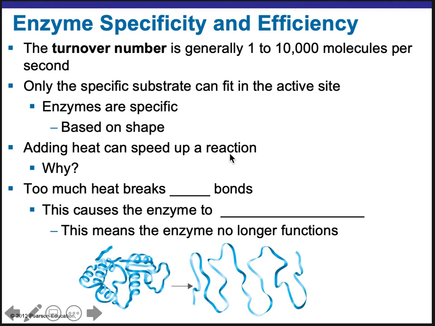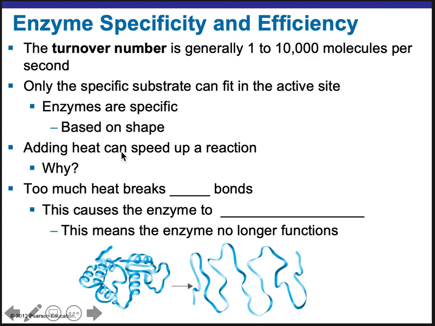Adding heat can speed up a reaction, but too much heat will break the hydrogen bonds in the protein part of the enzyme, and that causes the enzyme to denature, and then it'll no longer be functional because it has lost its shape, right? So if you break the hydrogen bonds in this protein portion of the enzyme, it'll look something like this: unraveled, unfolded. So why is it that we can add a little heat to speed it up, and we have to be careful not to add too much heat, right?